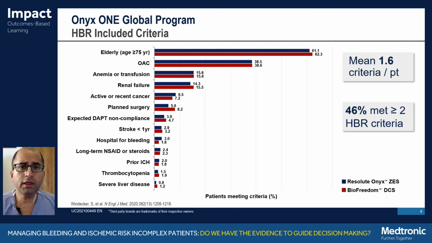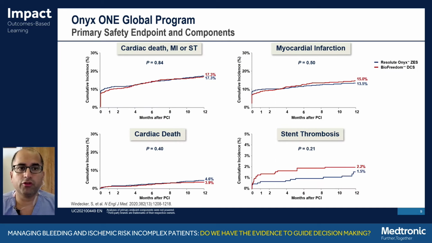The HBR criteria are shown here. Most patients were elderly, but oral anticoagulation represented up to 40% of the patient population, and all of the other criteria are shown here. It's also important to recognize that patients are patients. They're not just sort of case report forms that an investigator fills out. And that's why the mean number of HBR criteria per patient was 1.6. So 46% of patients met 2 or more HBR criteria when they were enrolled in the trial.